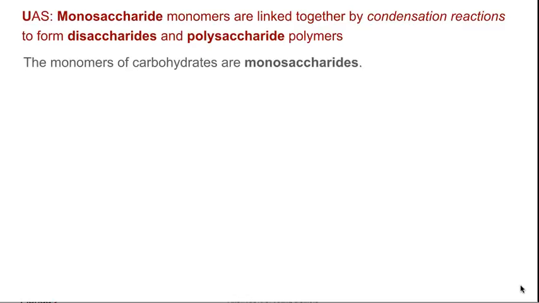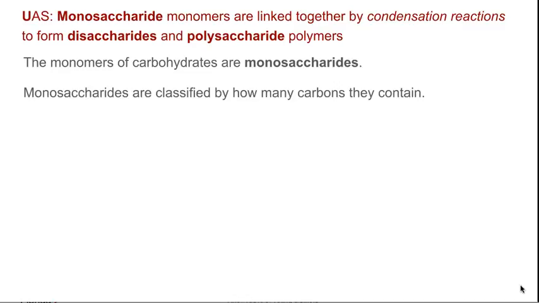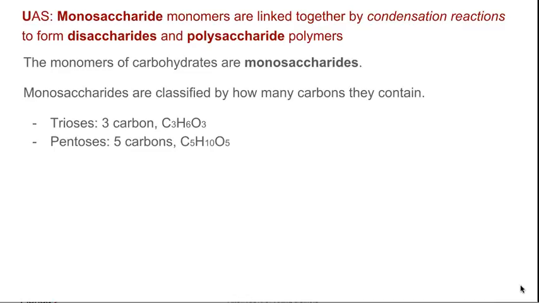The monomers of carbohydrates are monosaccharides, a single carbon ring in that structure. And these monosaccharides can be classified by how many carbons they actually contain in that structure. So for example, trioses have 3 carbons with this formula. Pentoses have 5 carbons with this formula. And hexoses have 6 carbons with this formula here. So glucose would be an example of a hexose.